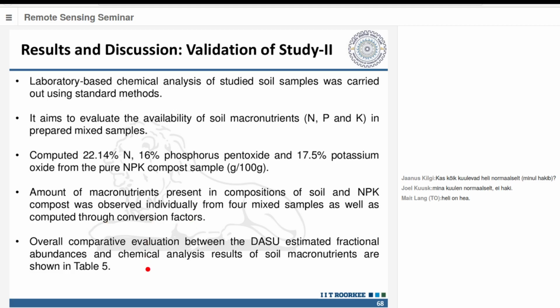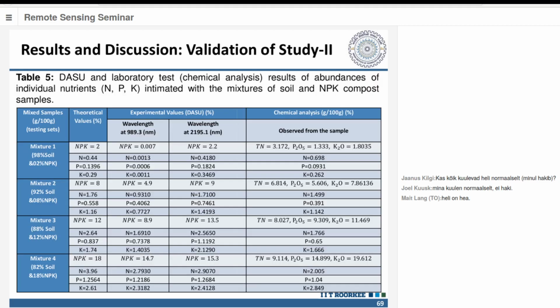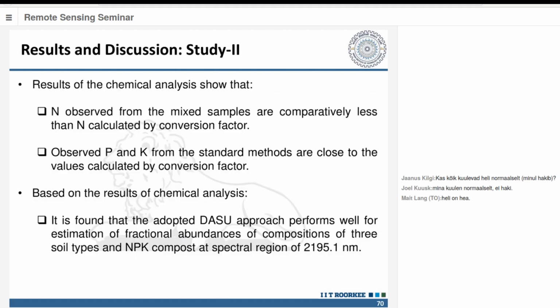Overall comparative evaluation between the DASU estimated fractional abundances and chemical analysis results of soil micronutrients is shown in this table. So this is the table where we have compared the DASU and laboratory chemical analysis results of abundances of individual nutrients in the mixture of soil and NPK compost. The results of the chemical analysis show that nitrogen observed from the mixed samples is comparatively less than nitrogen calculated by the conversion factor. Observed phosphorus and potassium from the standard methods are close to the values calculated by the conversion factor.